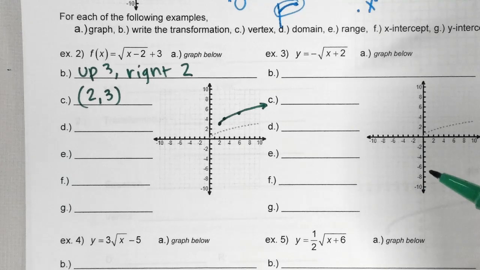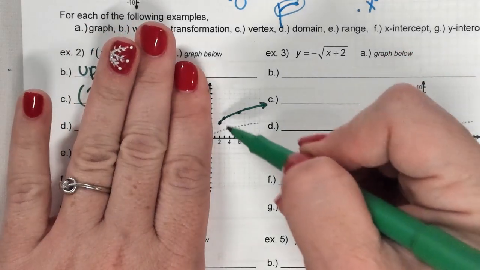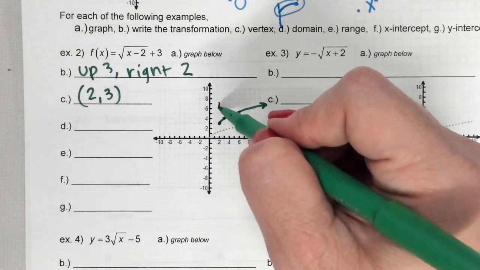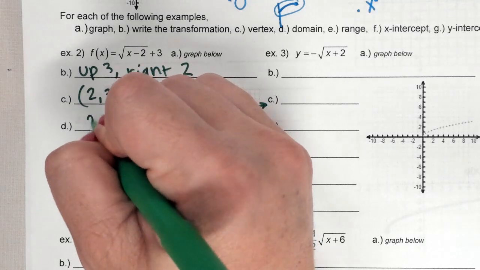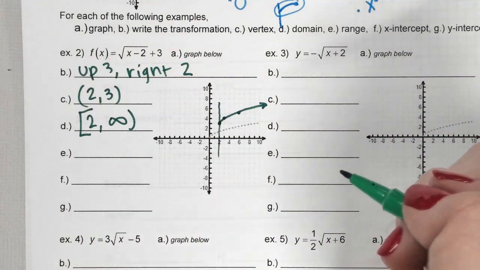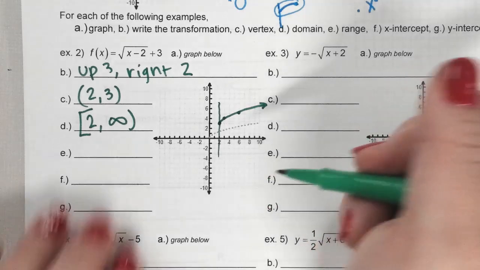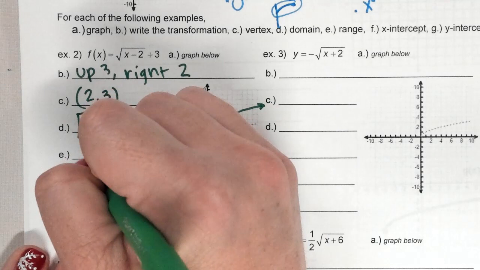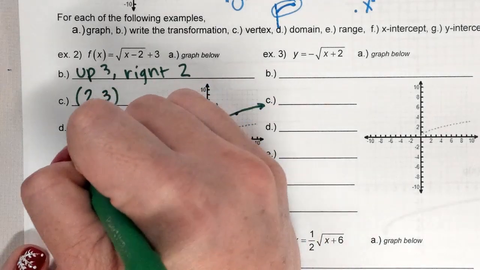Now, domain, what's the farthest left this goes? Look at just the x's. What's the farthest left? 2. See how it goes all the way to 2? And then it goes right forever. What's the lowest it goes? Only look at the y's. 3. And it goes up forever. Slowly, but forever.